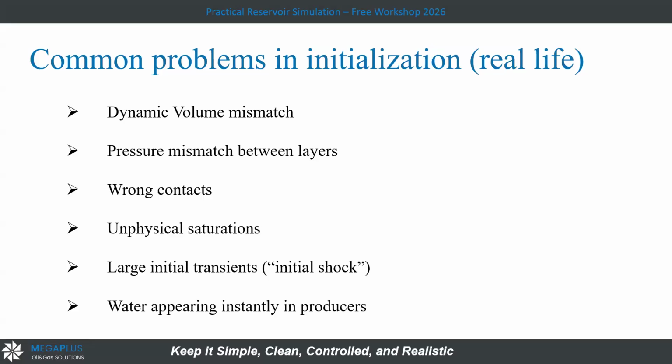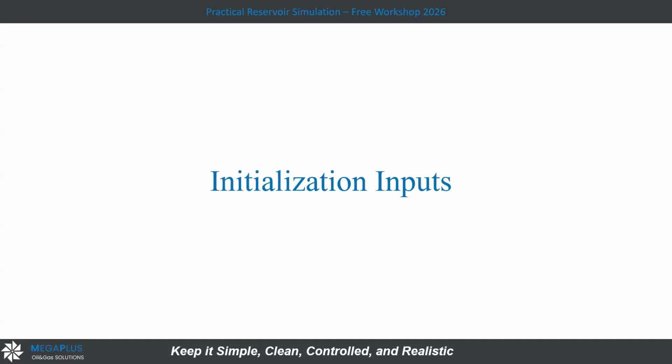Last thing, water appearing instantly in producers. If you have a mismatch, as an example, if you run the model and observe in some wells that the water breakthrough is very high, then go to the relative permeability curve and correct it. So I'm talking a lot about the capillary pressure and relative permeability curves.